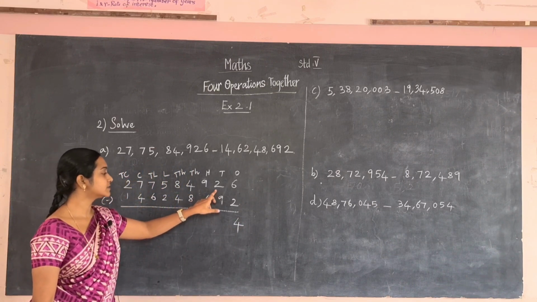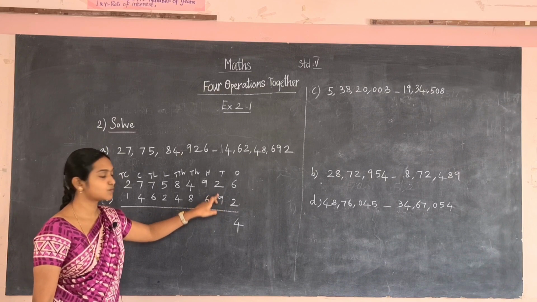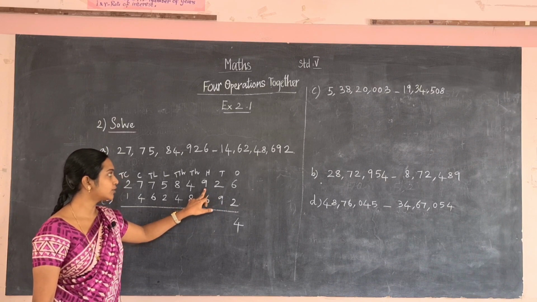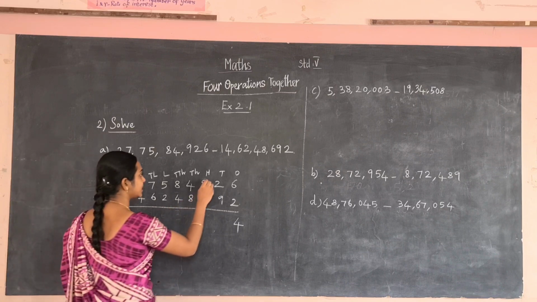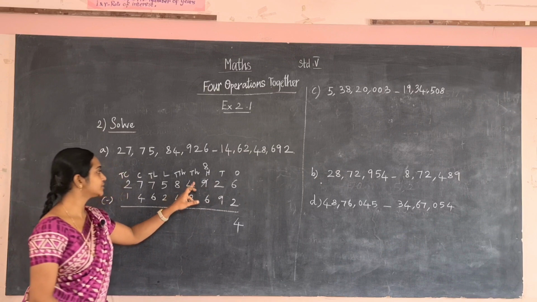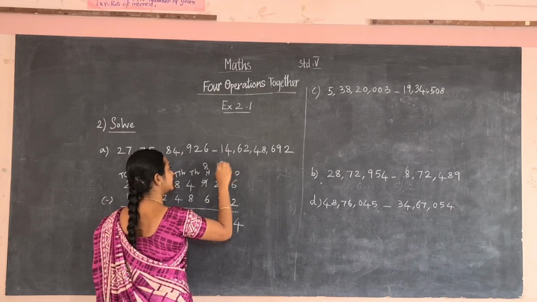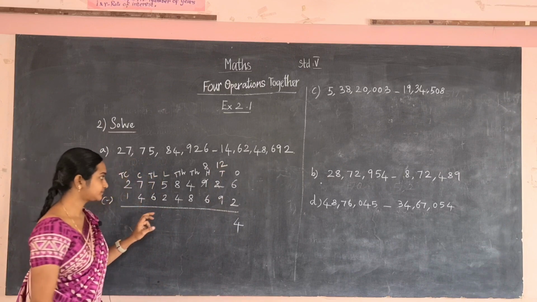Now we have to subtract 9 from 2. We cannot subtract as 2 is smaller than 9. We are going to borrow from hundreds place. So change it as 8. And we are going to give 1 to tens place. So 2 will be changed as 12.